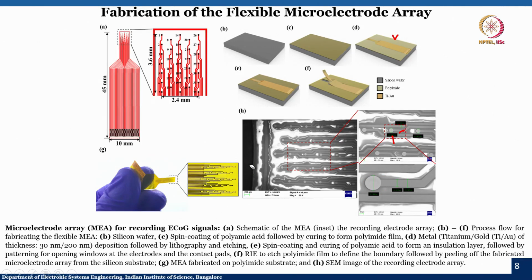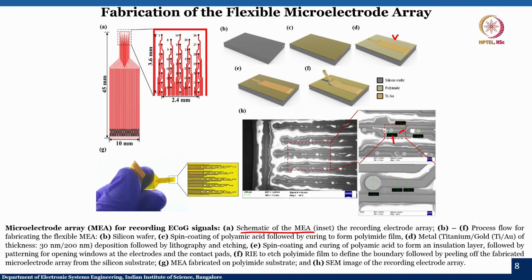The recording electrodes area is nothing but what is the dimension? 3.6 by 2.4 millimeter, right. Why have we selected this area? Because this is for the rat experiment. So, this is what it is. If you read the caption, it says that A is the schematic of the MEA, the inset is showing the recording electrodes, B to F is the process flow for fabricating the flexible MEA.